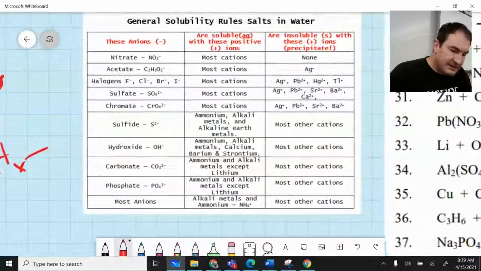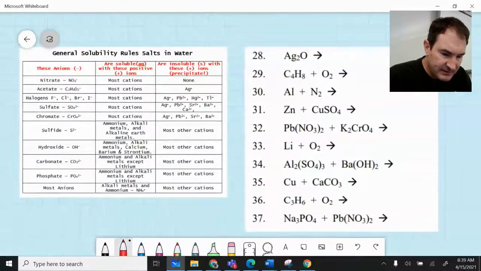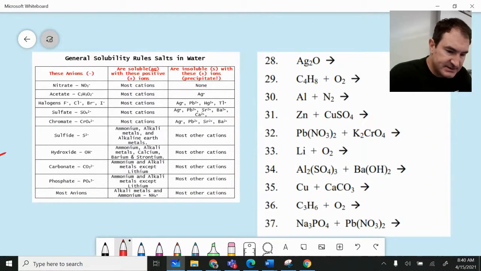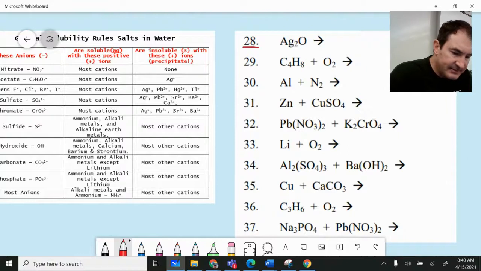Okay, now let's go over here and we're just going to practice a few of these. Now, I'm not going to predict the products of these. I just want to go through with you guys and let's see if we can determine states of matter for the reactants on these. So the first one, number 28 here, I just copied this from another sheet that you might work on at some point. Now I have silver oxide, and I want to put the state of matter above it because it's kind of smaller, Ag2O.